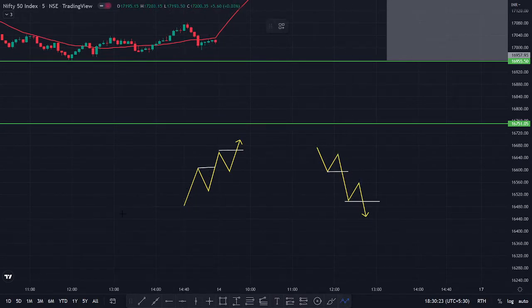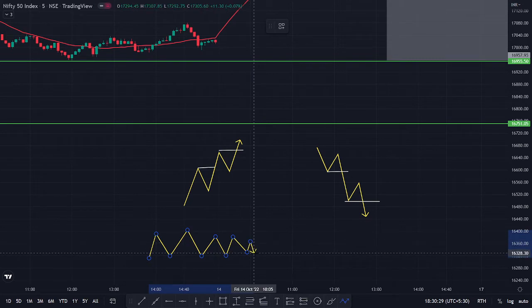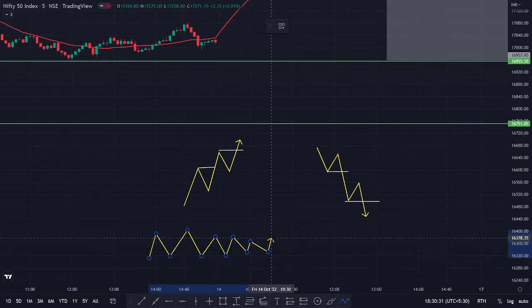Now apart from this, there is this thing called consolidation, which means that there is no clear up or down trend. The market goes sideways, no clear trend, equal highs and equal lows, I would say. This thing here is known as consolidation. Now back to our market.